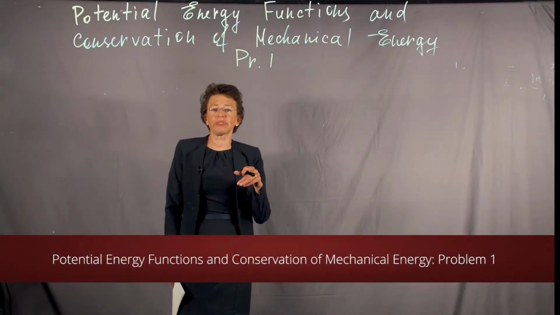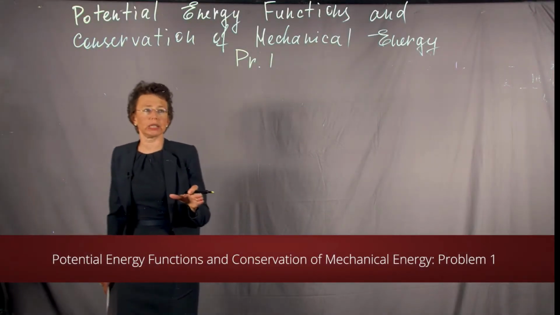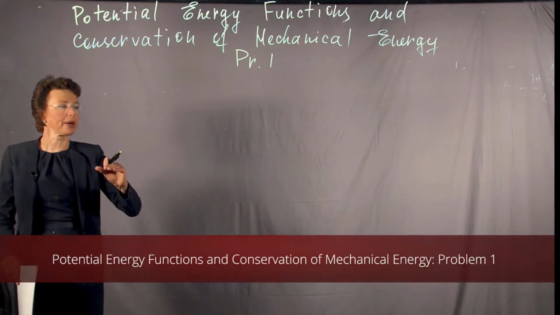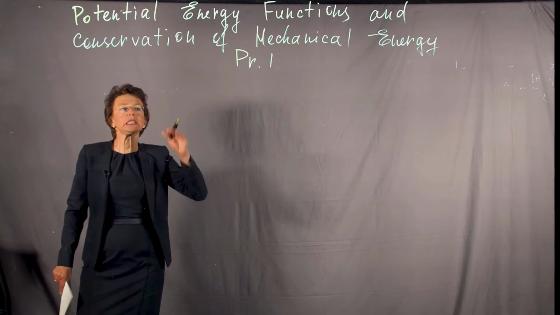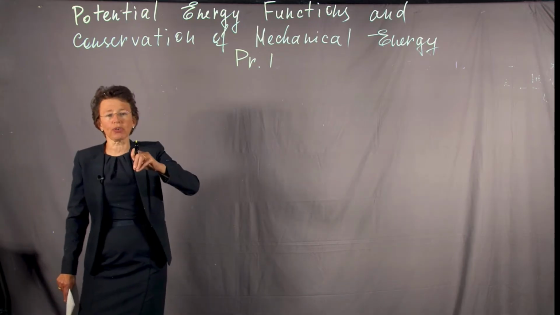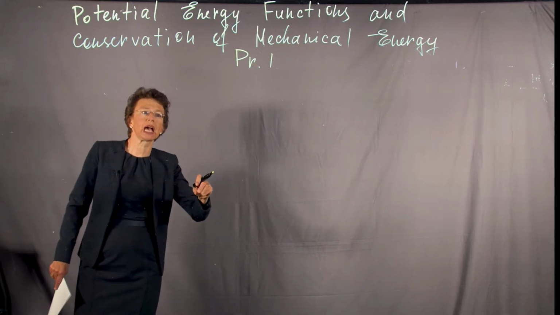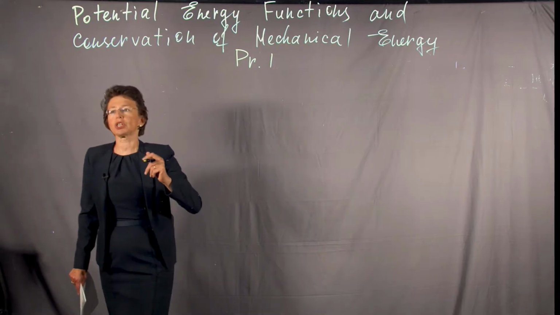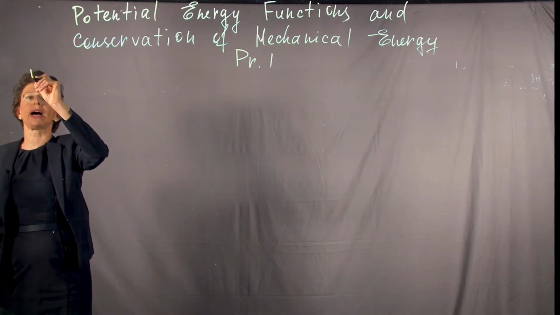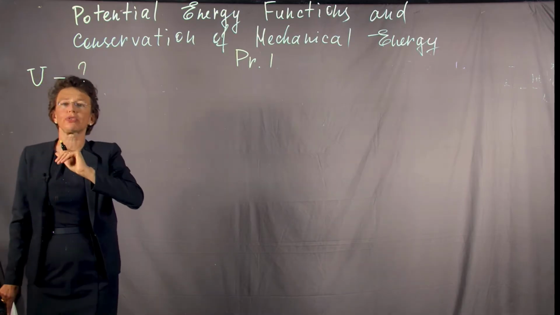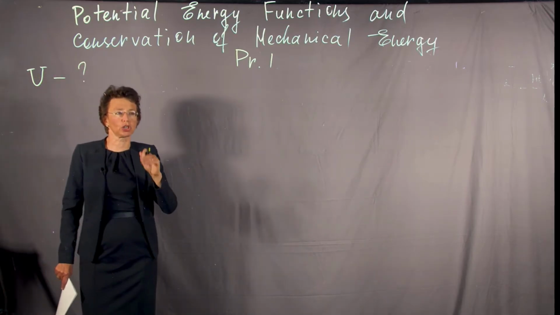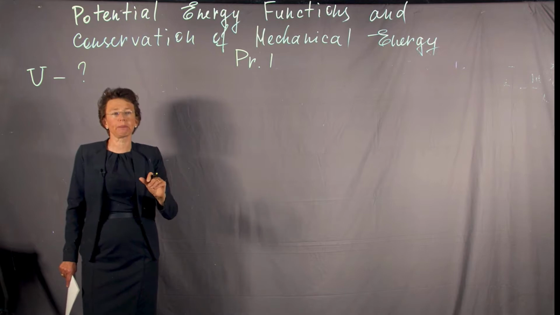In the previous video, we wrote all the formulas that we need, and now let's apply them. So the first problem that we will solve will be, let's prove that force of gravity and force of spring are conservative forces, which means that we need to find the potential energy function, U, for force of gravity and for force exerted by an ideal spring.